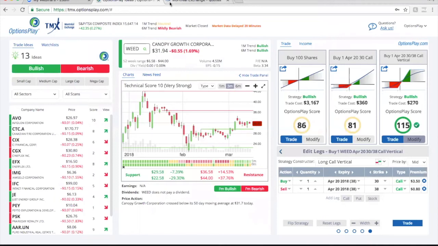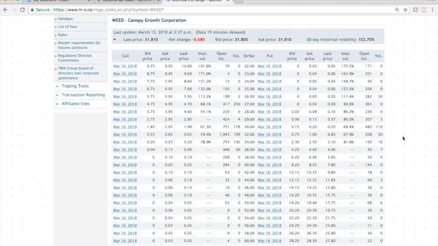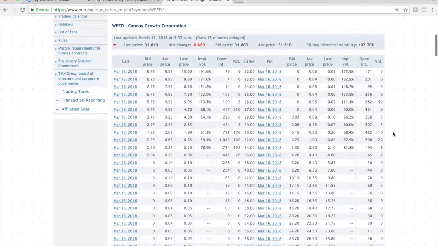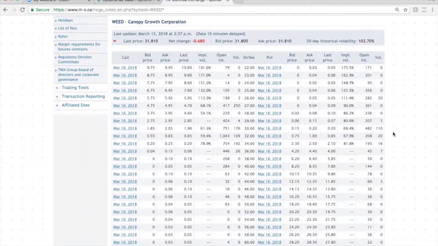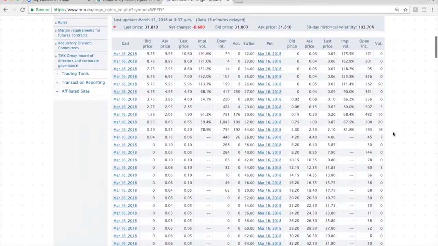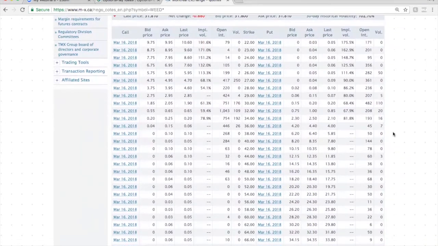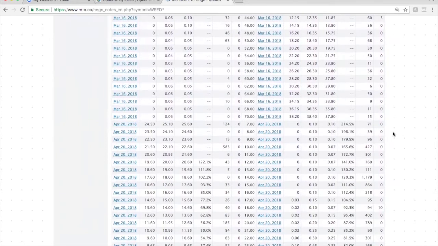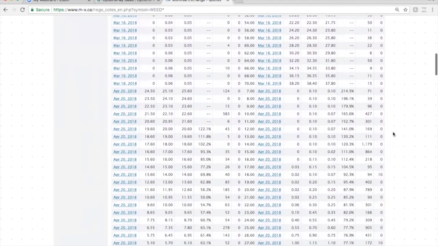And what I want to point out, especially for those of you that are new and for those of you that have been trading for a while, is compare that to looking at this page. For those of you that have been trading for a while, this is a page that you're probably very familiar with. And for those of you that are new, this might be a little daunting in terms of how do you select the right expiration? How do you select the right strike price? And even if you know how to select the right expiration and strike price, how do you do comparisons?